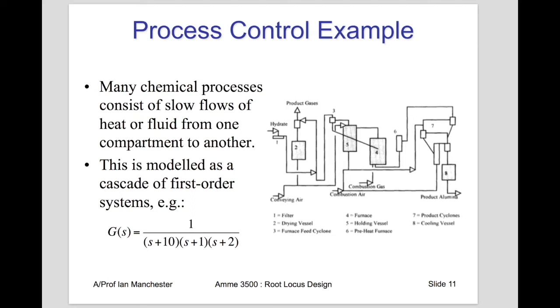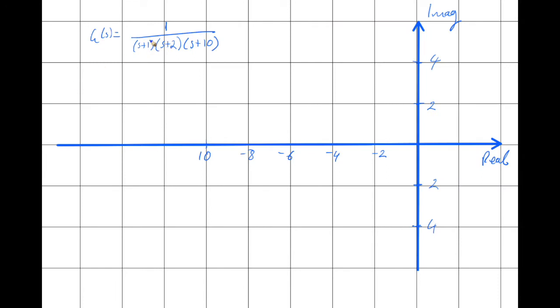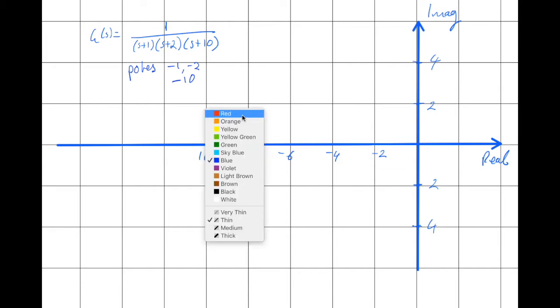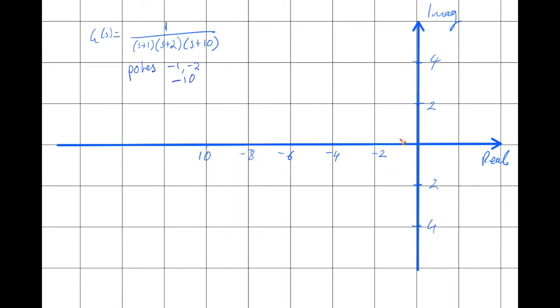So let's look at what the root locus of this system would look like. We've got our system 1 over S plus 1, S plus 2, S plus 10. Of course, our poles are at minus 1, minus 2, and minus 10. And again, there are no zeros in this case. So if we mark out our open loop poles in our system on our root locus here, we've got 1 at minus 1, 1 at minus 2, and 1 over here at minus 10.